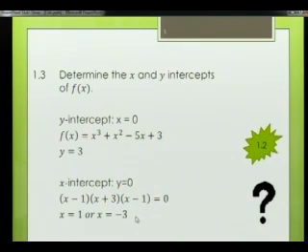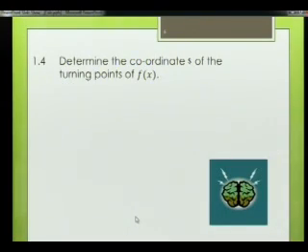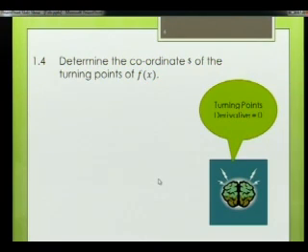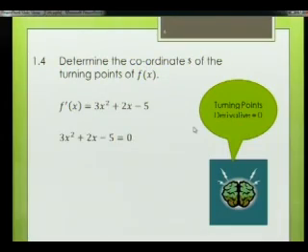I'm sure you should be ready. Question number 1.4. You can see I've got brains there, and my brain's sparking, because I'm sure you know that if they ask me for the turning points, then it means the derivative equals 0. The derivative equals 0. So, let's start. The derivative. Let's work out our derivative quickly.